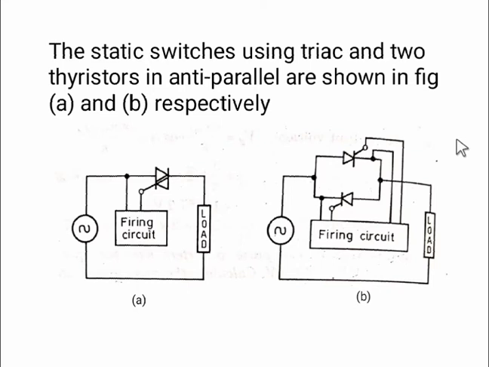Static switches using a triac and two thyristors in antiparallel are shown in figure A and figure B respectively. Figure A indicates the triac, whereas figure B indicates the two thyristors 1 and 2 connected in antiparallel to control the load. This is the firing circuit which controls the triac, turning it on and off. This is the firing circuit for the thyristors to turn the SCRs on and off.